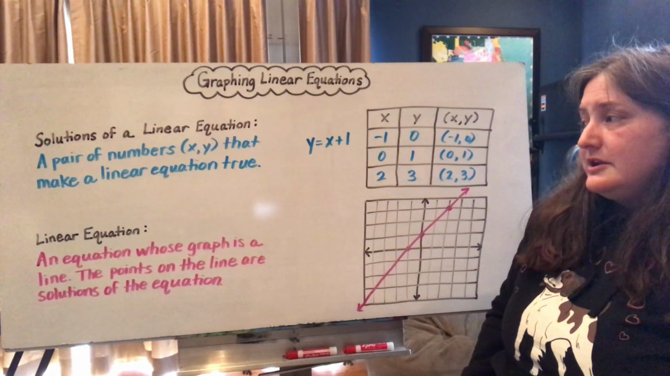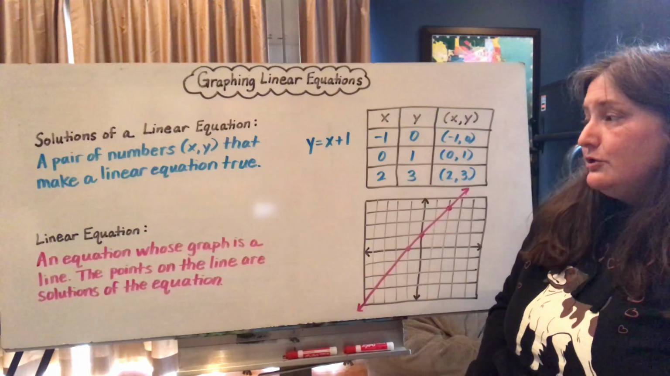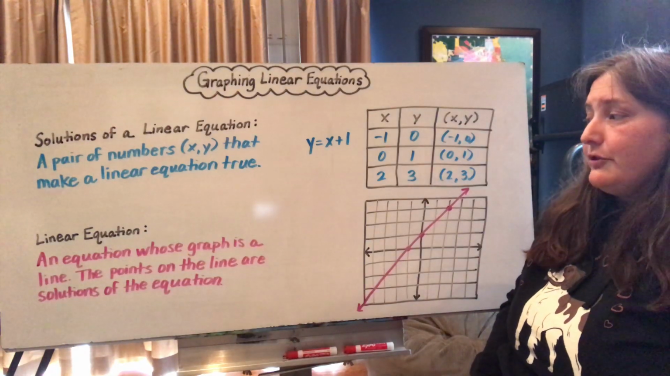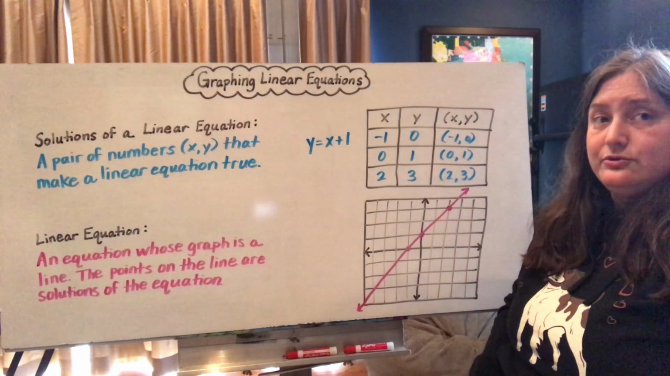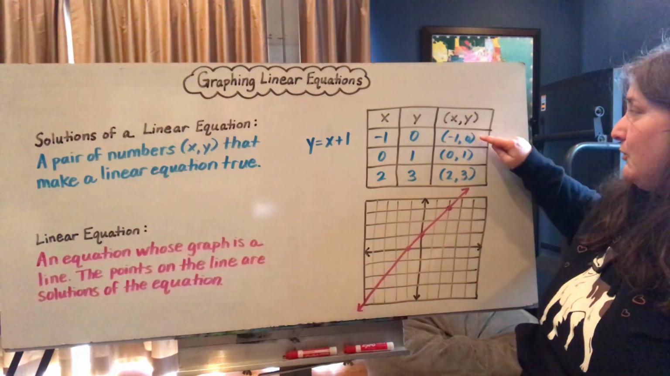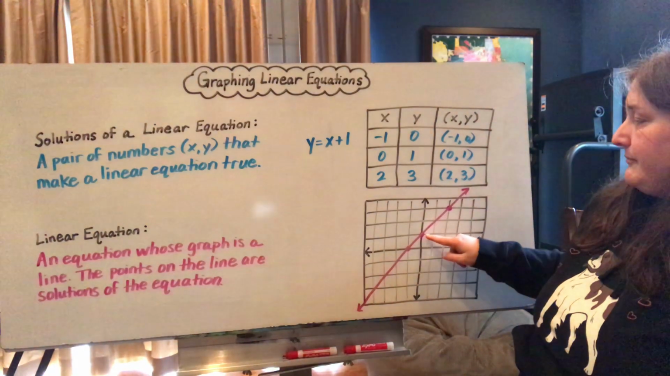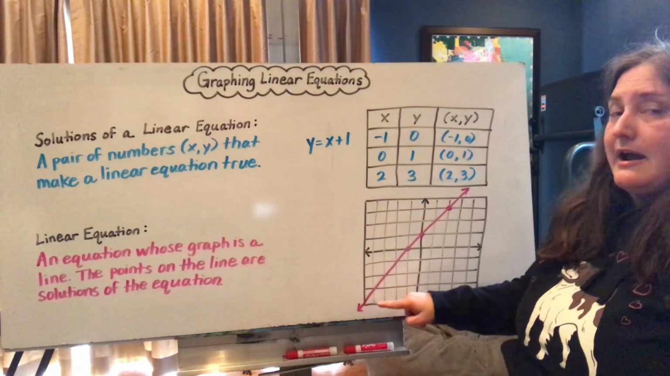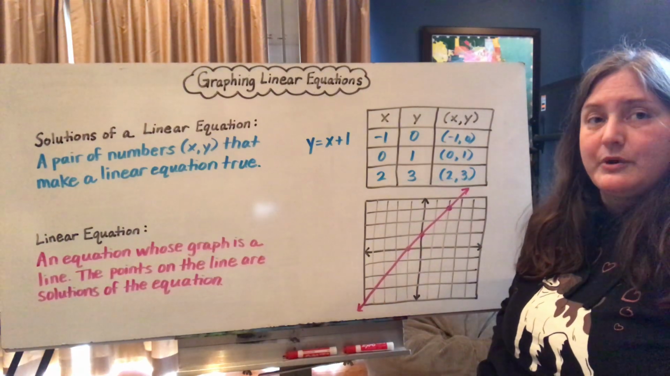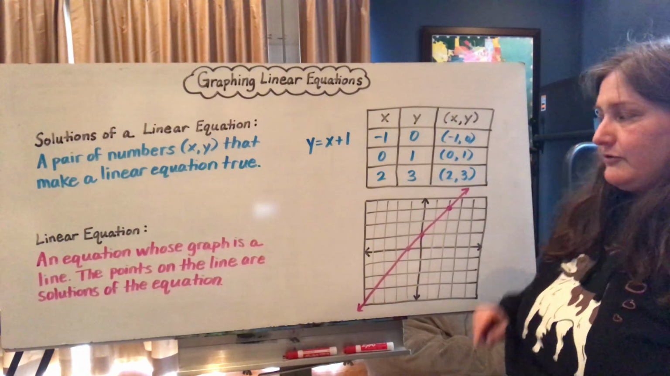A linear equation is actually an equation whose graph is a line. So the points on the line are the solutions of the equation. If I take these points and I graph them and I connect them, I see the graph is a line, which is where the name linear equation comes from.